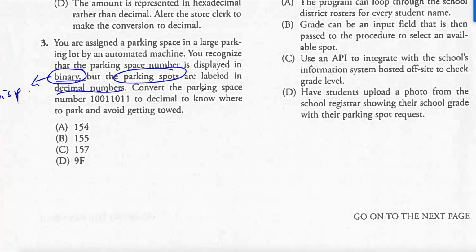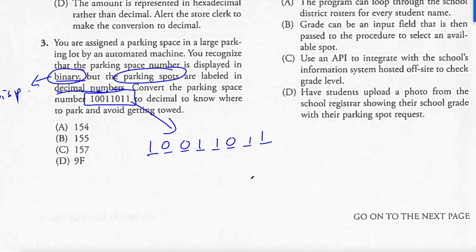So you need to convert the parking space number to decimal to figure out which spot you've got to park in. What we do is we count them: 1, 2, 3, 4, 5, 6, 7, 8. So we've got 8 bits. I'm going to rewrite it: 1, 0, 0, 1, 1, 0, 1, 1. And because this is binary, each space is only a 0 or 1.